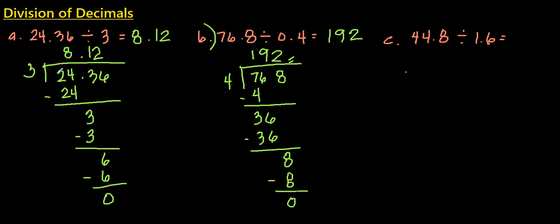Then let's try the final example. So we have 1.6 as divisor. So we have to move the decimal point one place. We also have the decimal point of the dividend. So we will get 16, then 448.